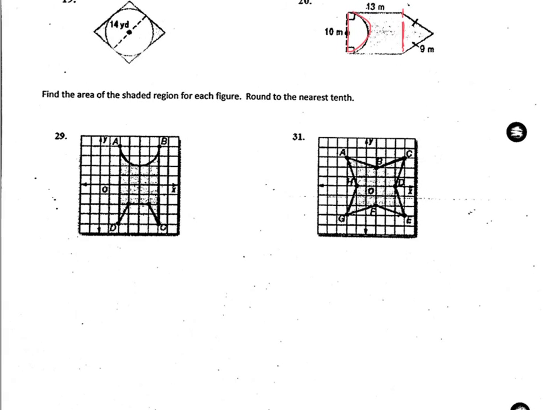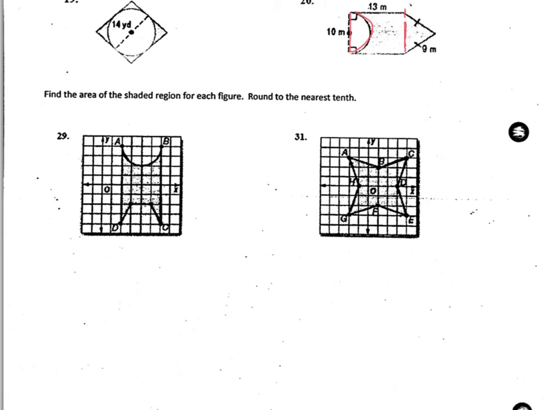And the last 2, you have 29 and 31. Number 29, you'll find the area of this rectangle, subtract the area of the half circle and the area of the trapezoid. Number 31 is kind of tricky. You have a square here, find the area of the square, and then find the area of the triangle formed in this section. And whatever the area is of that, you've got 4 of those triangles. So you multiply that area times 4 and subtract it from the entire square.